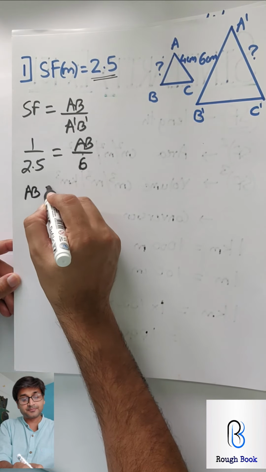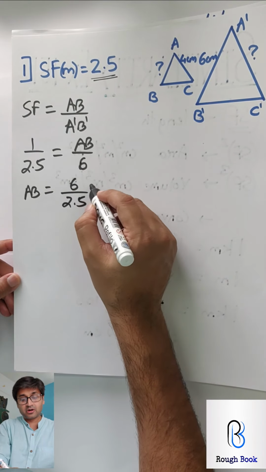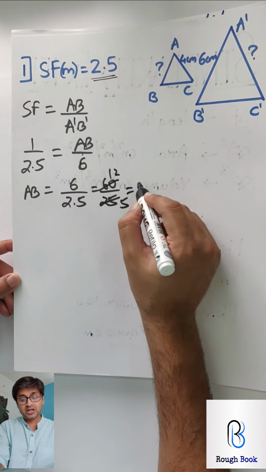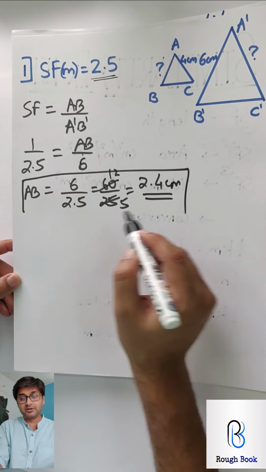So cross multiply: AB will be 6 by 2.5, or I can say 60 by 25. So my answer should be 2.4 centimeters. This is what AB will be.